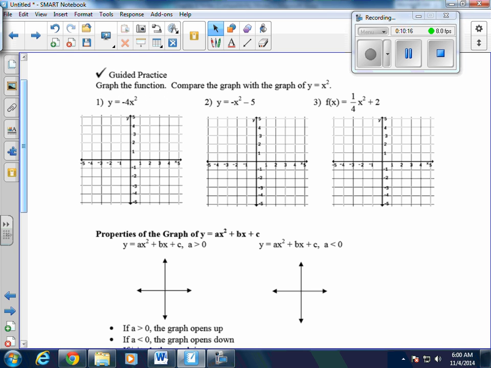So go ahead and try questions 1 and 3 on the guided practice, and then hit play when you are ready.